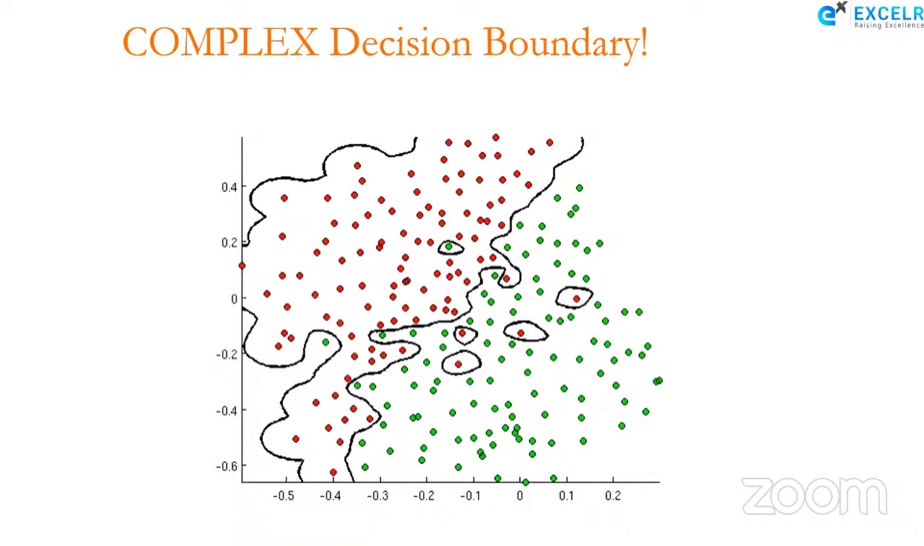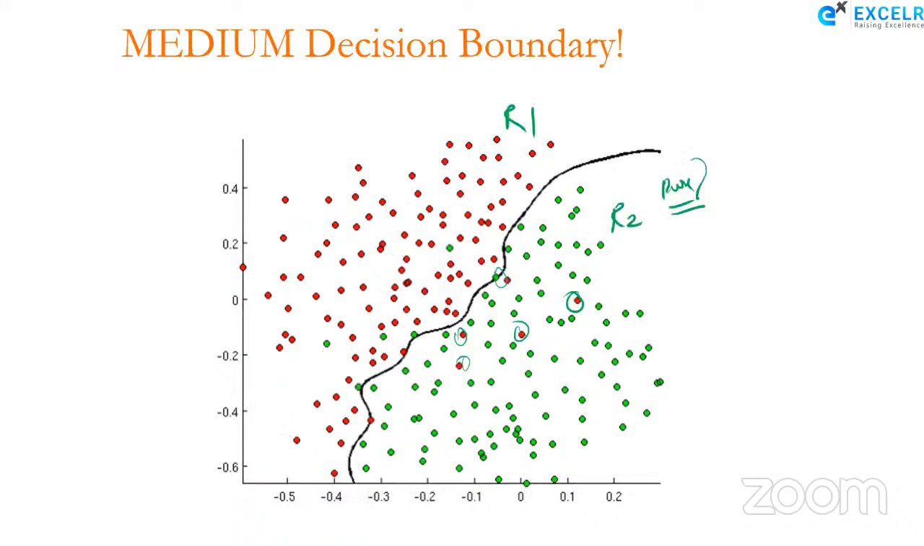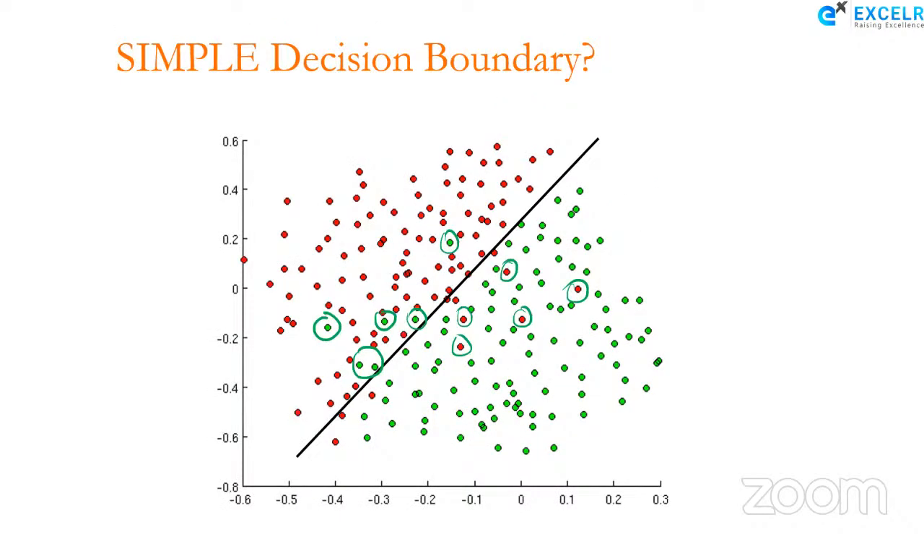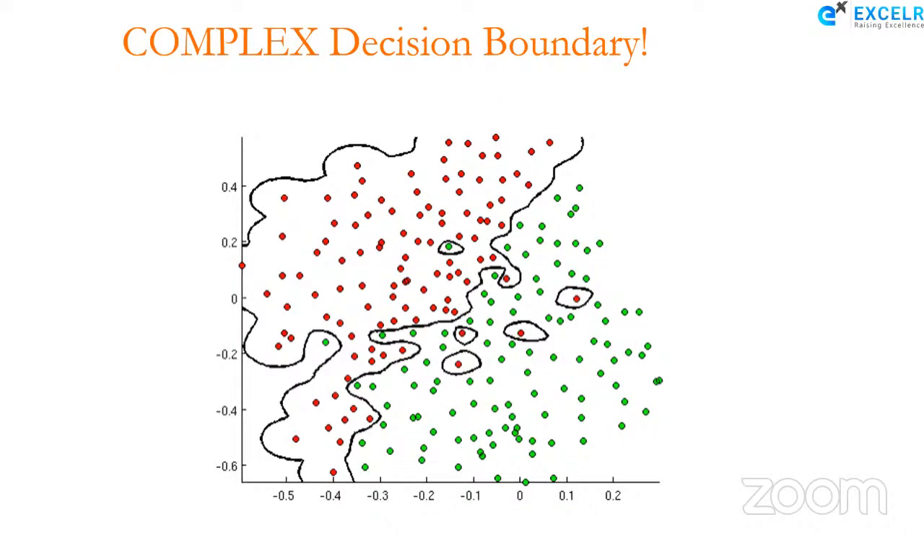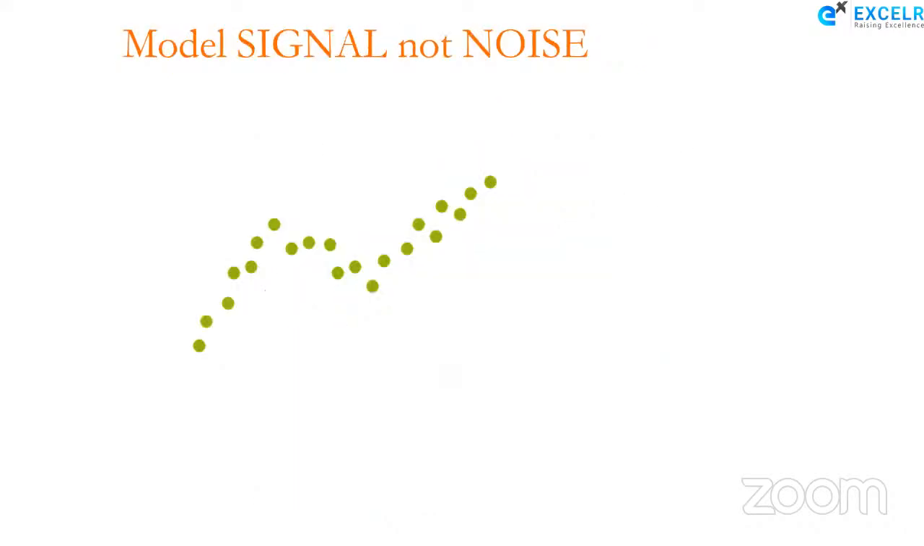We'll come to the concept of how complex you should make a decision boundary. The decision boundary is nothing but the model that you're trying to build in order to classify the data points belonging to each region. So how complex should you make the model? Too complex, medium complex, or a simple model, which is just a simple linear boundary? Which kind of model should we go for? Let's try to understand that.